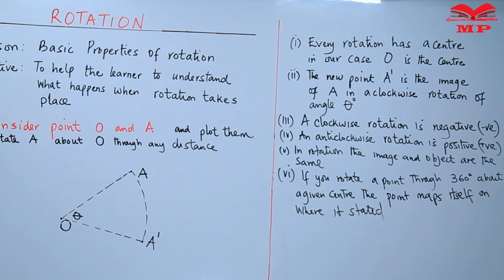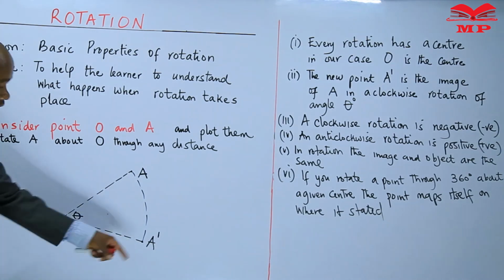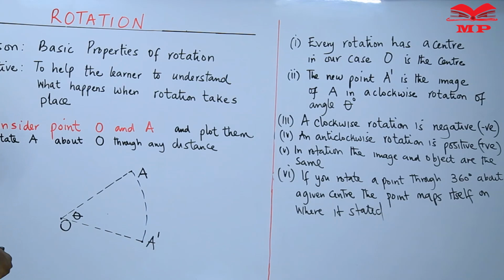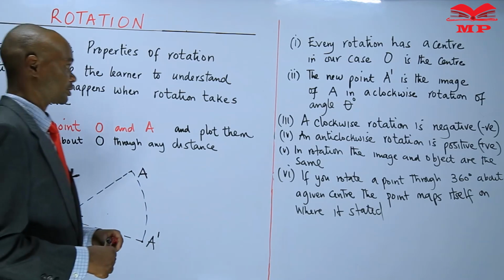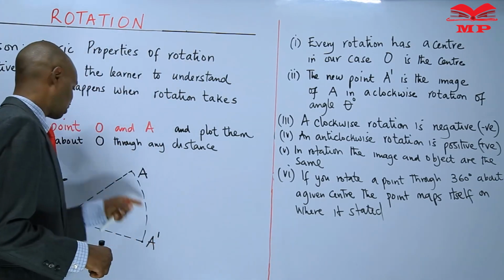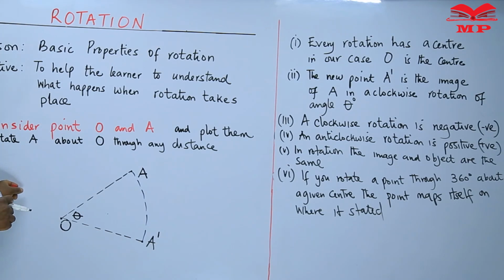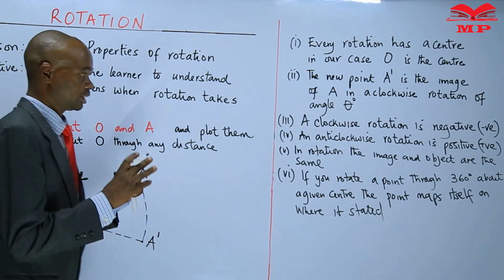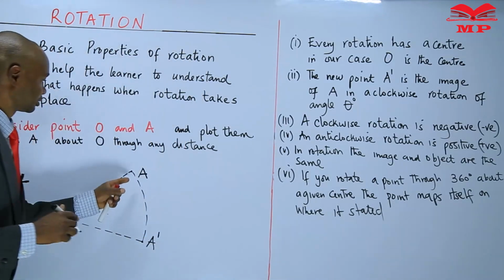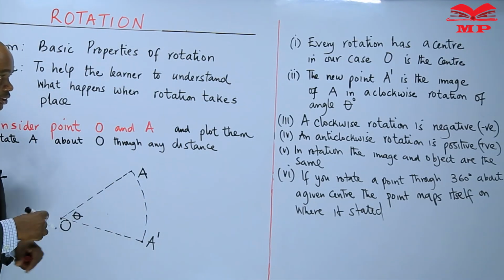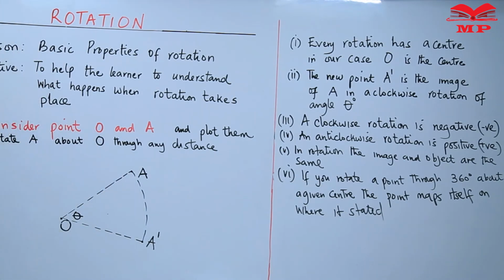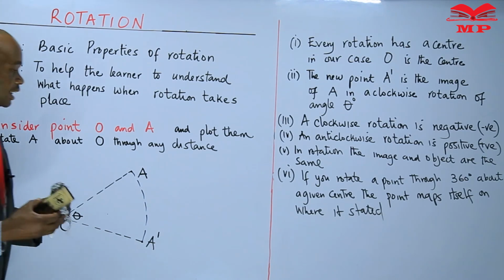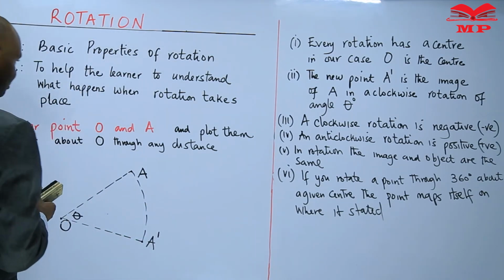A rotation should have a center. The new point we get is the image in a clockwise rotation of angle theta, like our case. A clockwise rotation is negative, and an anti-clockwise rotation will be positive. In rotation, the image and the object remain the same, and if we rotate a point through 360 degrees about a given center, the point maps itself on where it started.